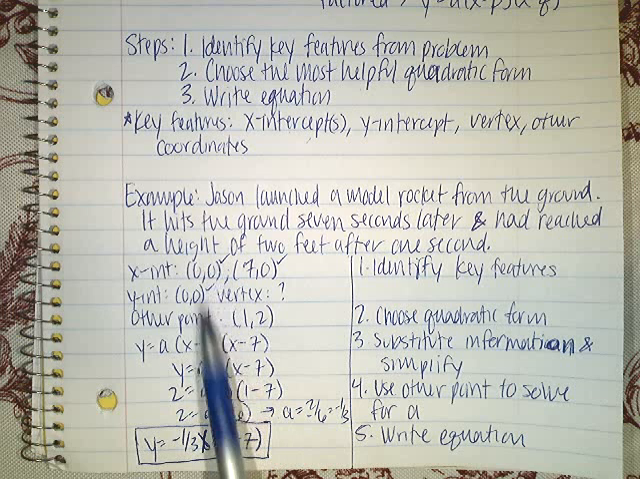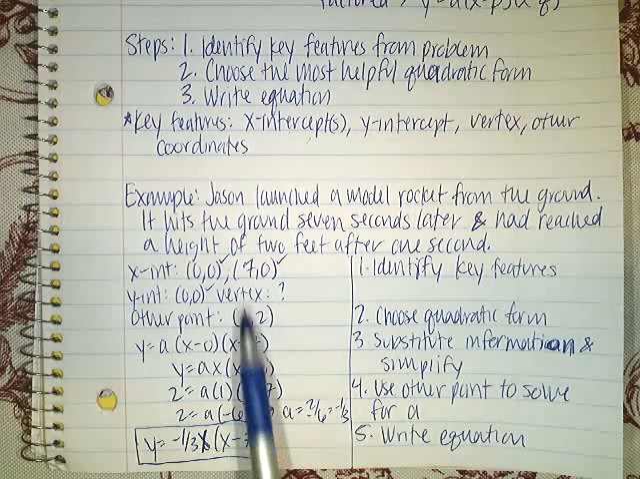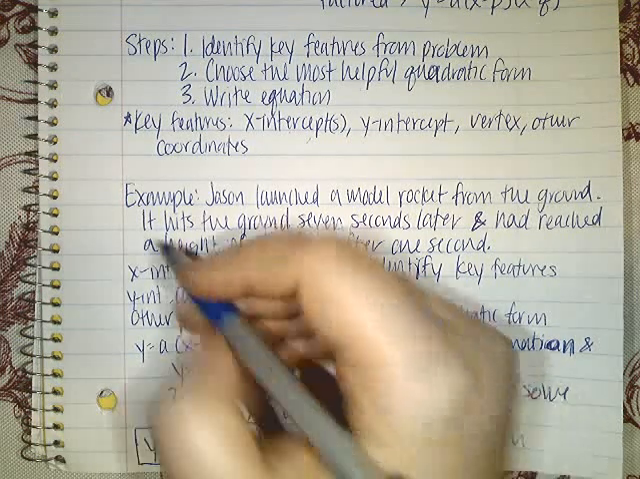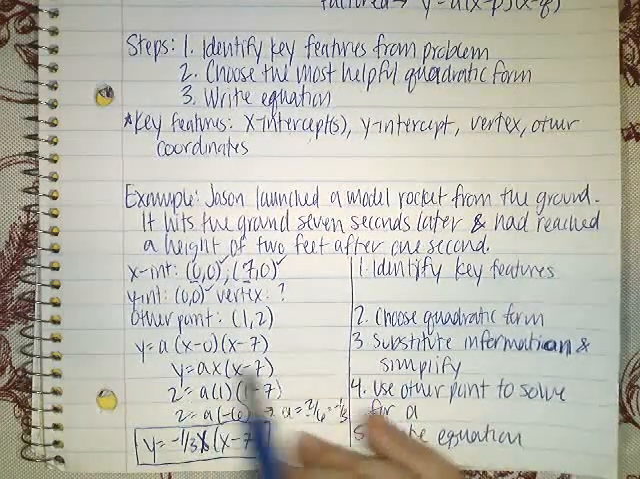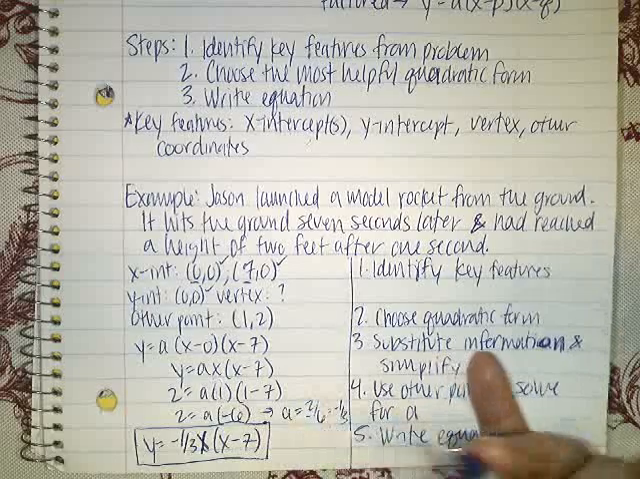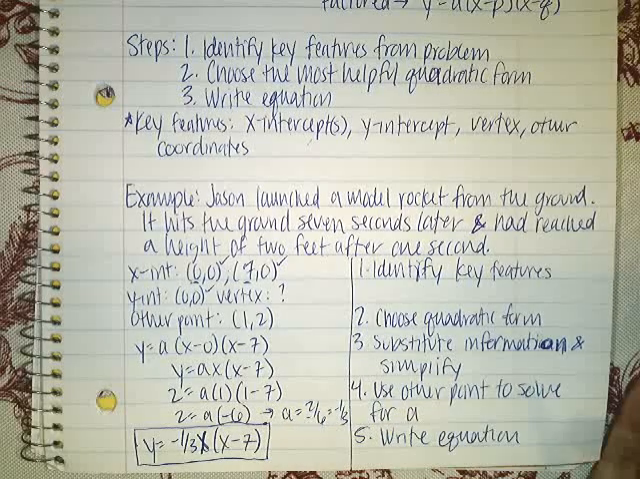So I plugged in 0 for p and 7 for q, so 0 and 7. I took these values, plugged them in. And then I simplified it so that I don't need to write x minus 0, I could just write x. So I rewrote it in a simpler form.